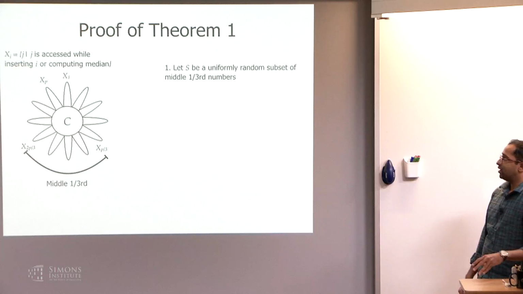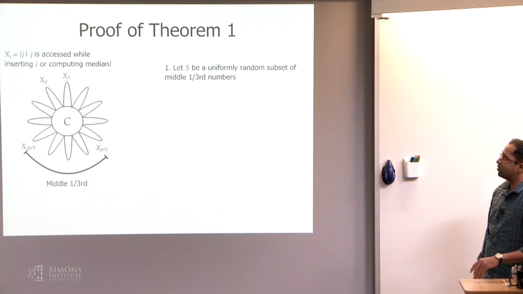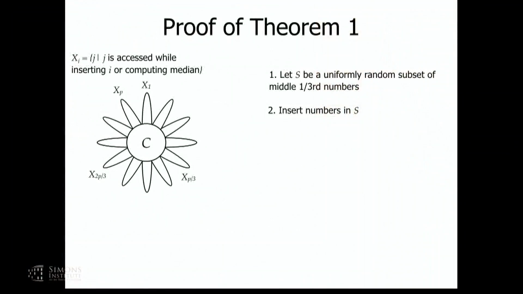Okay, great. So now pick a set S that's a uniformly random subset of the middle 1/3 elements, that's exactly between p over 3 and 2p over 3. And now use the data structure to perform the insertions. Insert these numbers, and now you will actually have a bunch of cells that are accessed. When I've shaded a petal, it means that that particular element was inserted, and some of the cells associated with it were actually modified.